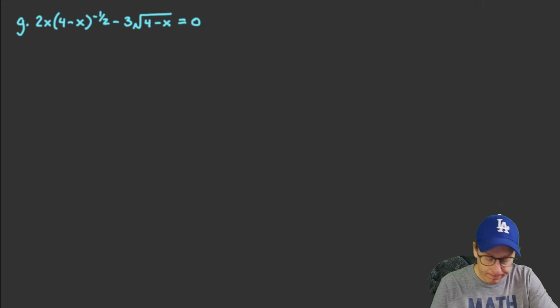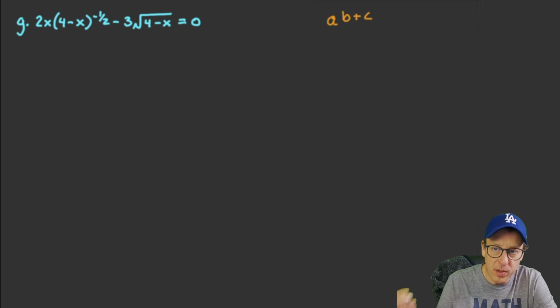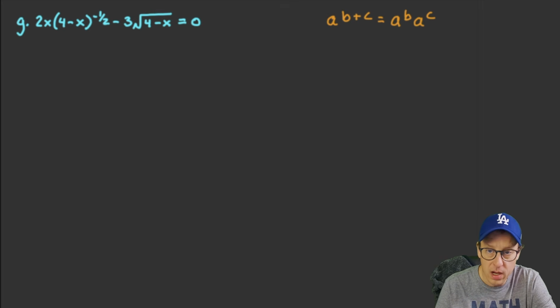Exponent rule again. As you're going to see, if you watch this whole video, we're basically using the same rules. The exponent rule says that a to the power of b plus c is going to be equal to a^b times a^c. So what we want to do is factor out (4 minus x) to the power of negative 2. And this is going to be a little bit crazy.